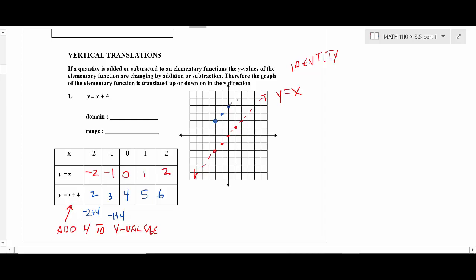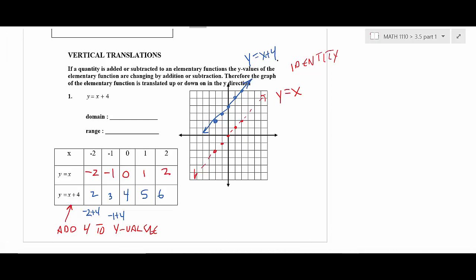So all those points have the effect of just being moved up 4 units, so that would be how the graph of y equals x plus 4 looks like that, okay? So if you have a function, and you add 4 to it, what it does is just move everything up, because the y values get bigger, okay?